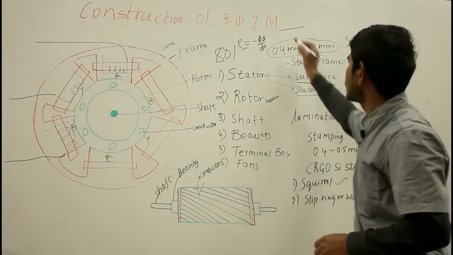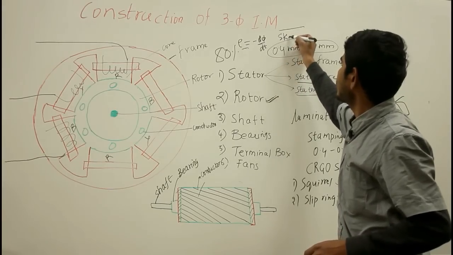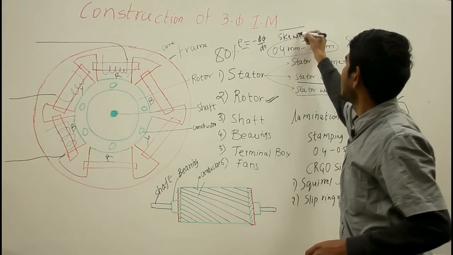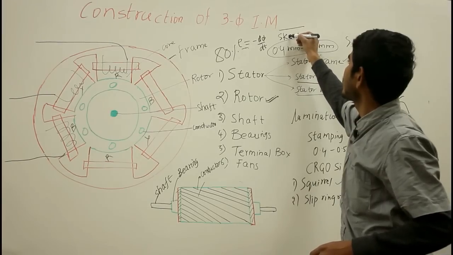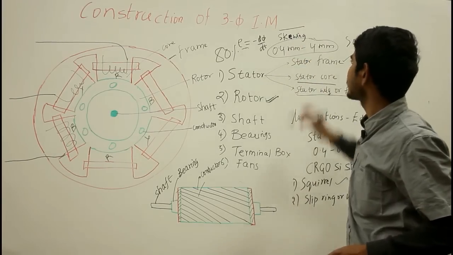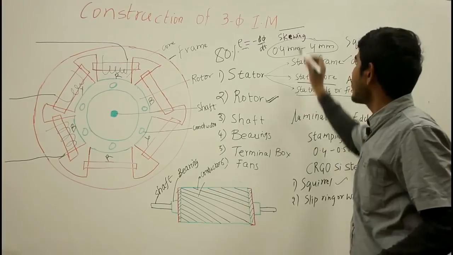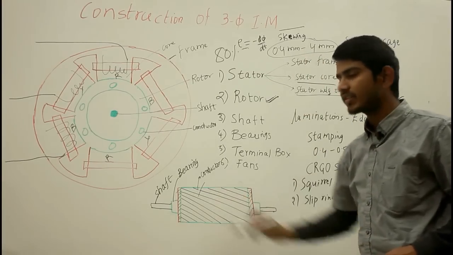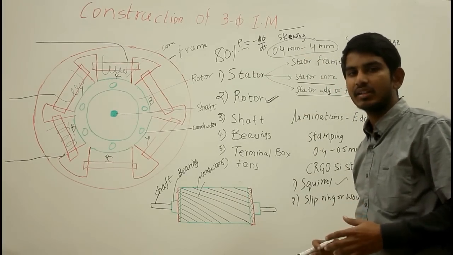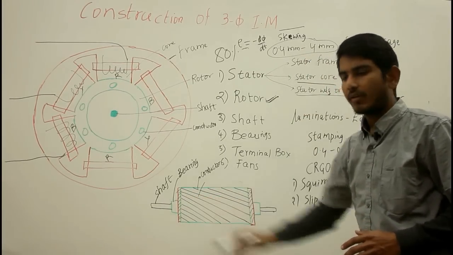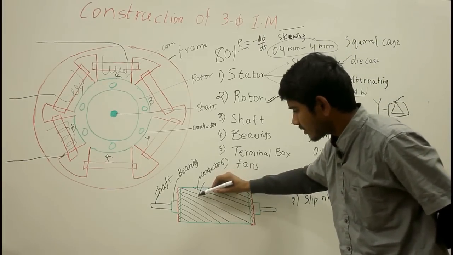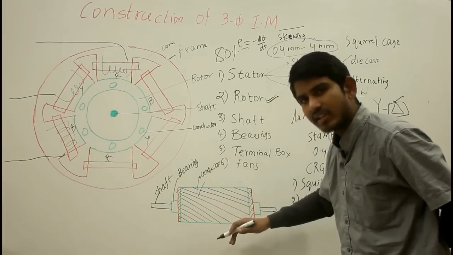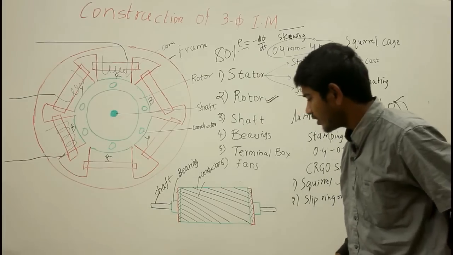So skewing is done for squirrel cage type of rotors because of the advantages discussed. Skewing is neither parallel nor perpendicular to the axis of rotation, but the slots are slanted with the axis of the shaft. So the slots are parallel to each other but are skewed with respect to the shaft.